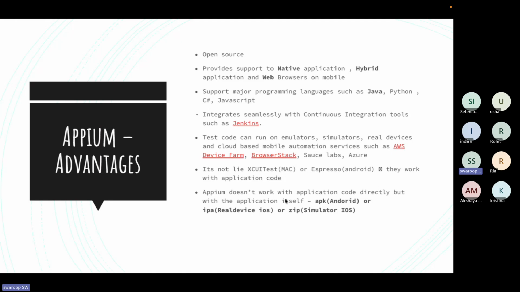And that's the reason for the last point: APM does not work with the application code directly, but with the application itself. So if it's Android, whether an emulator or a real device, it will be the APK file. And if it's iOS, a real device uses the IPA file format, and a .zip for the simulator.